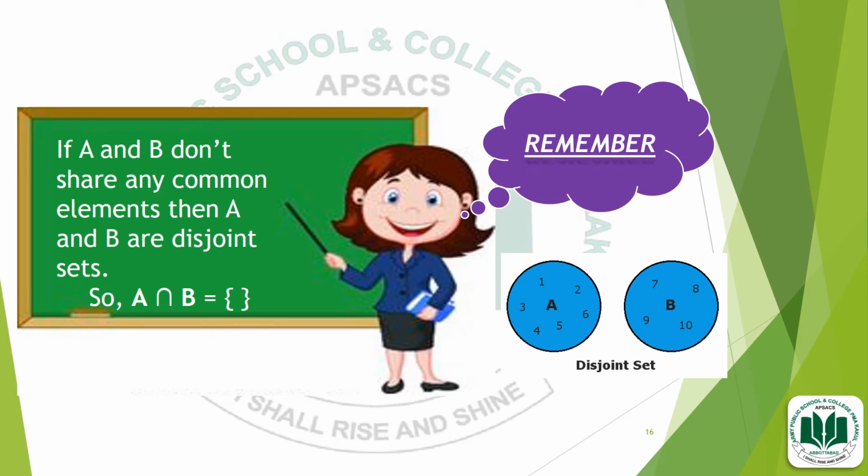Now please do remember that if A and B do not share any common element, then A and B are categorized as disjoint sets, and their intersection would be an empty set.